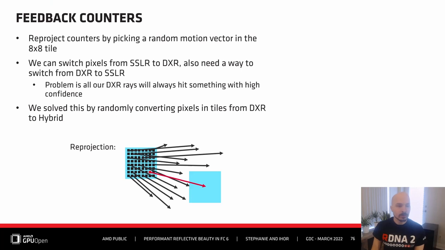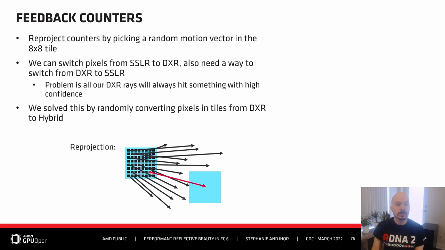There are a couple of issues that we had to work around when implementing these tiles. When you have motion vectors for your tile, you have a lot of different motion vectors for all the different pixels. So you need a workaround here to actually reproject the tile. The workaround we chose is that we choose a random pixel and we treat its motion vectors as the motion vectors for the whole tile.